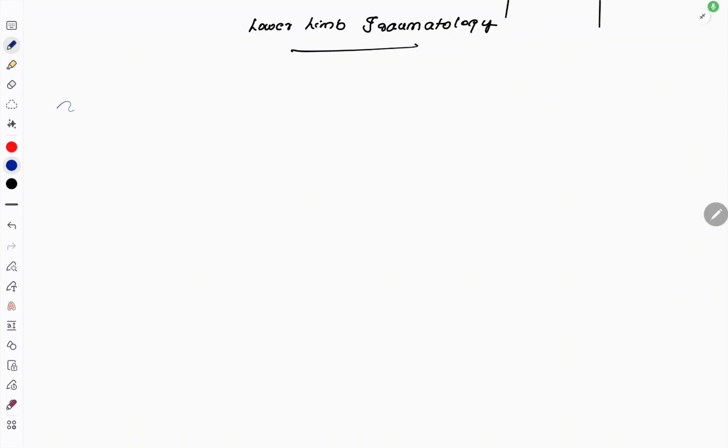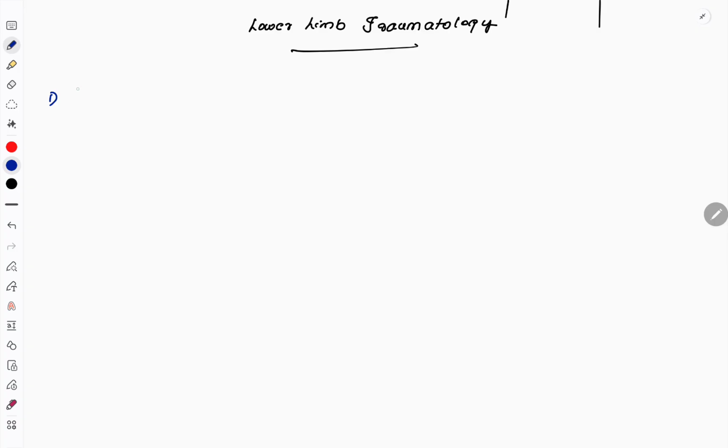So lower limb trauma, the first thing that we are going to discuss is the pelvic fracture. Pelvic fracture happens when there is high volume, high velocity trauma. So here the main issue is hypovolemic shock. So we have to save the life of the patient. What you have to do is control the bleeding.